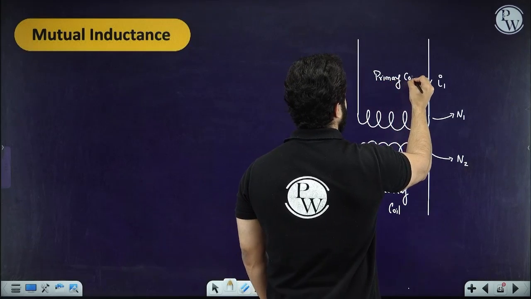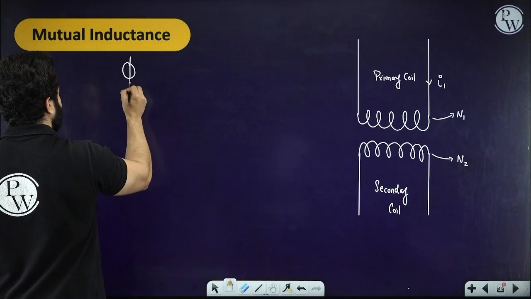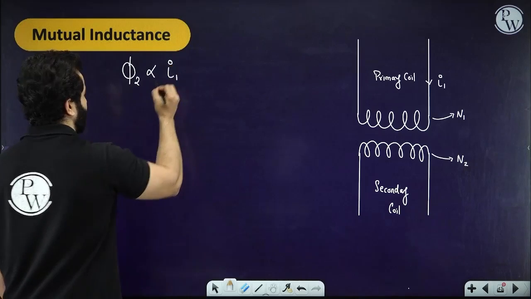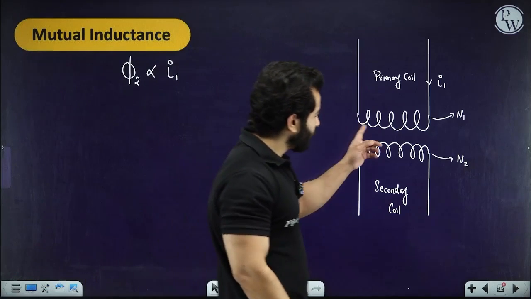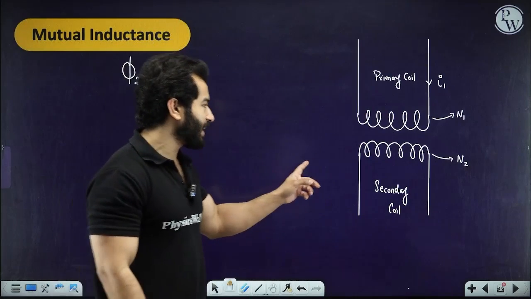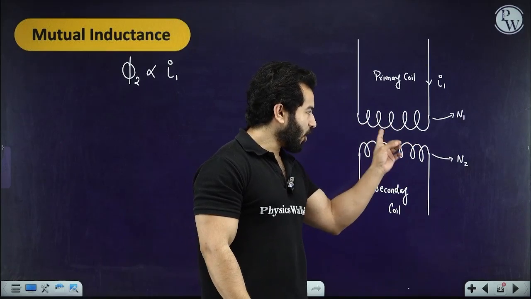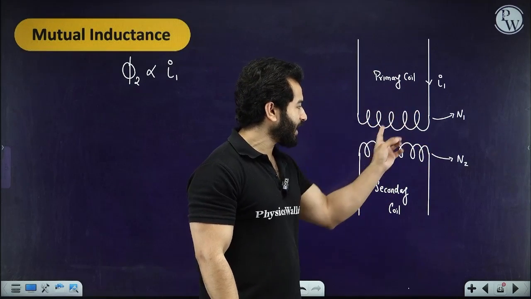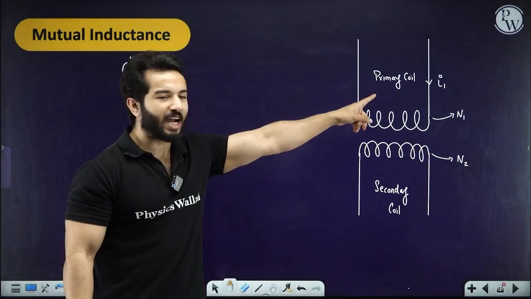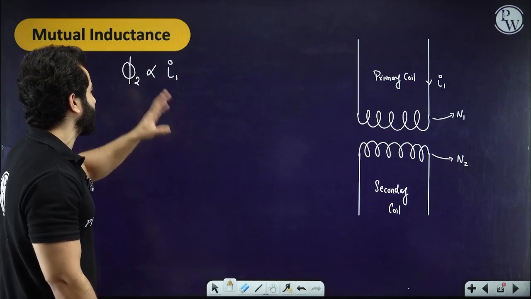See, the concept is very simple. We'll simply say that the flux linkage in the secondary coil will be directly proportional to the current flowing through the primary coil. Why is that? Because if current flows through the primary coil, it will produce a magnetic field. That magnetic field has a linkage with the secondary coil. So there is flux, and if I change I1, the magnetic field will change and the flux will change. So flux linkage with 2 is directly proportional to I1.